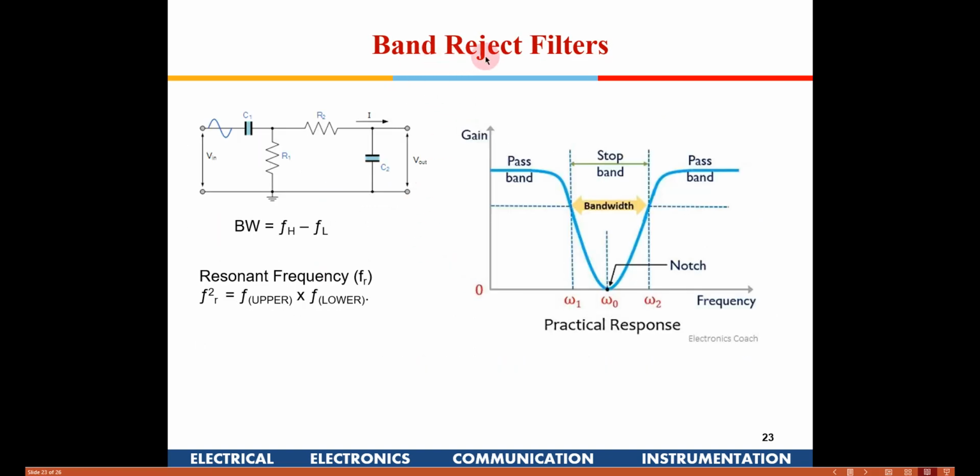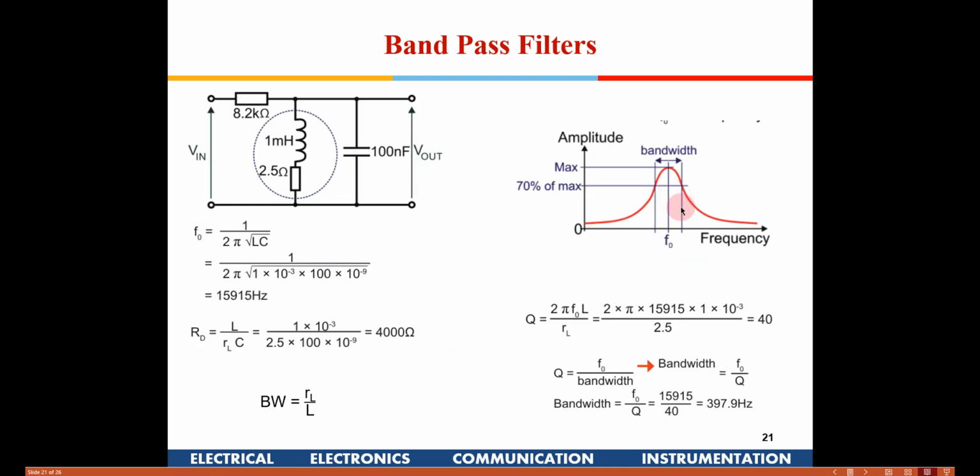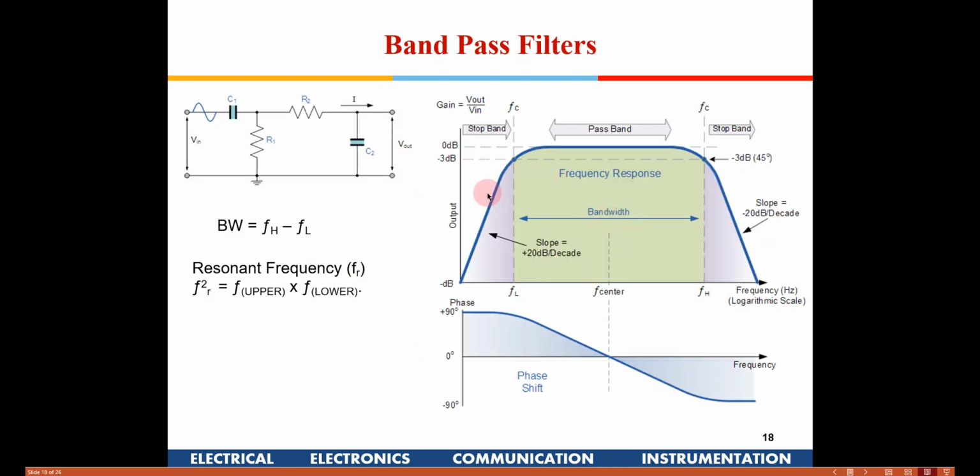I can have a band reject filter also. Now when I say a band reject filter, it means that a particular set of frequencies will be rejected and it will allow all the other frequencies to pass through. Okay, so it is just an inversion of the band pass filter.